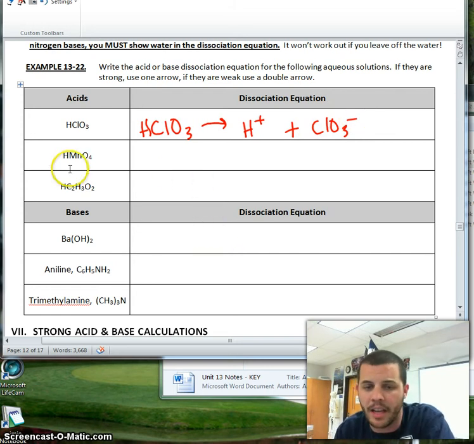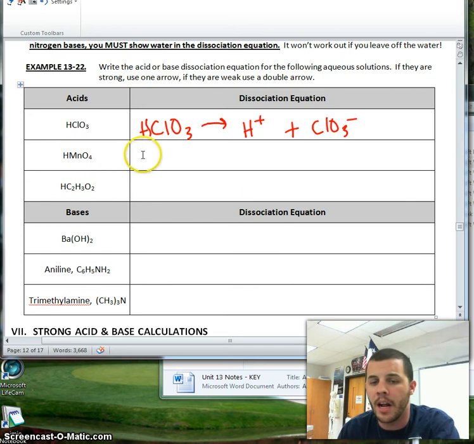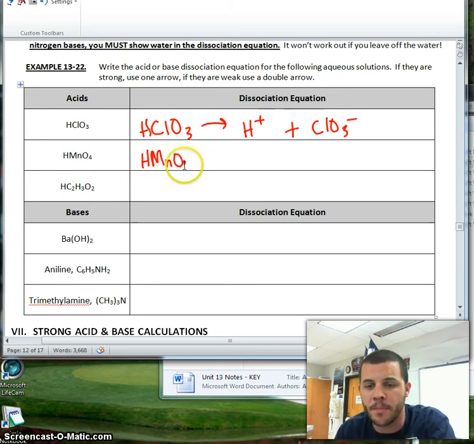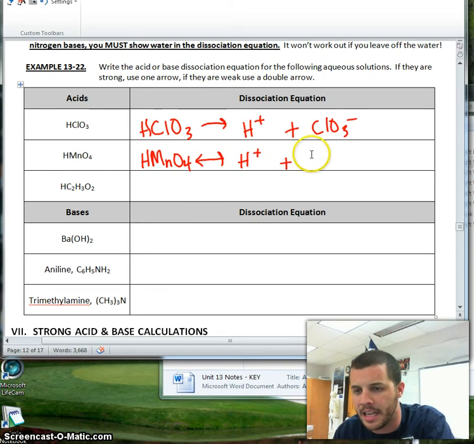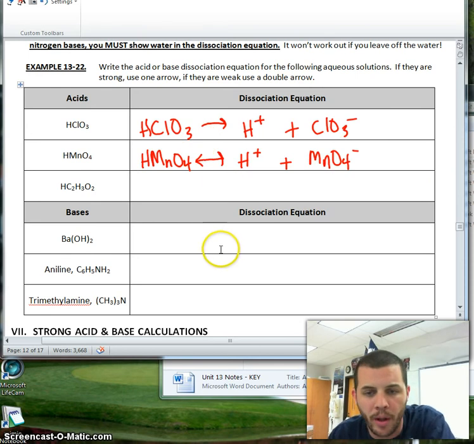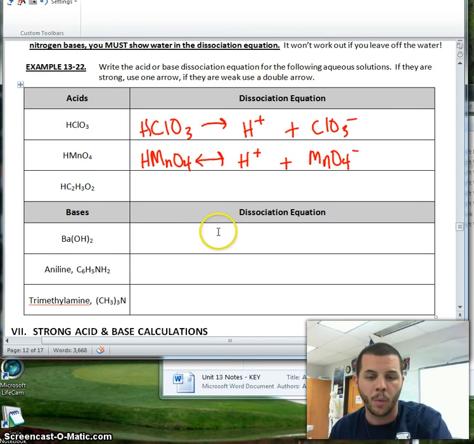Let's go ahead and look at permanganic acid as well, which is HMnO4. Same sort of deal. The only difference here is that since HMnO4 is a weak acid, it's going to get a double arrow. And so it's going to once again dissociate into H plus and MnO4 minus ions. Notice the only difference we have here is that HMnO4 gets a double arrow because it is a weak acid.